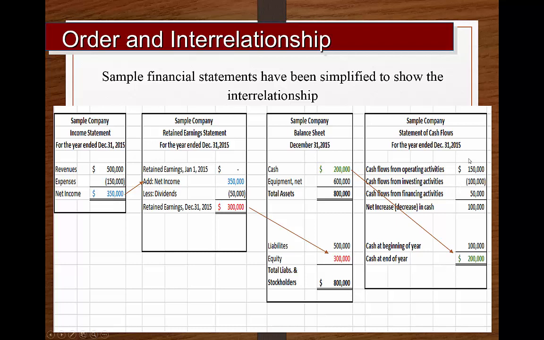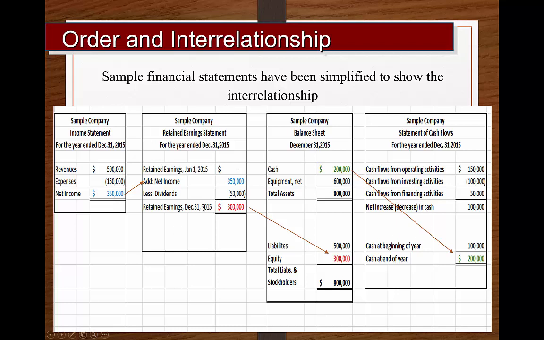And then our fourth statement, the statement of cash flows, reconciled the change in cash during the period. So you'll notice that the ending cash on the balance sheet is the number that we're reconciling to. We're showing the changes from the beginning cash to the ending cash and whether it came from operating, financing, or investing during the period.